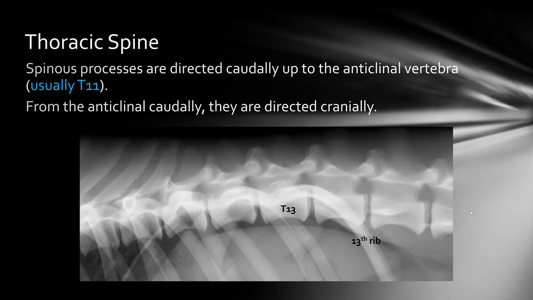One interesting feature of the thoracic spine is the spinous process angulation changing at the caudal aspect of the thoracic spine. The spinous processes are angled caudally up to the level of what is referred to as the anticlinal vertebra. It's usually T11, but it is somewhat variable. And then from the anticlinal vertebra caudally, they become angled cranially.